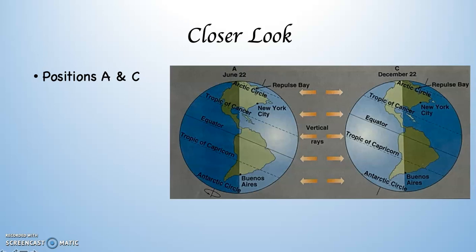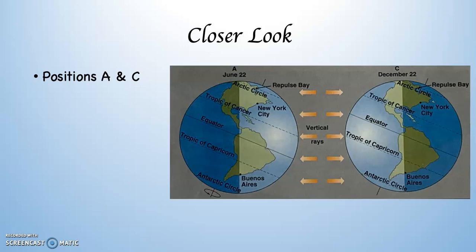We need to take a closer look at positions A and C. In other words, June 21, 22 and December 21, 22. In other words, the June solstice and the December solstice, or in the northern hemisphere, the summer solstice and the winter solstice.